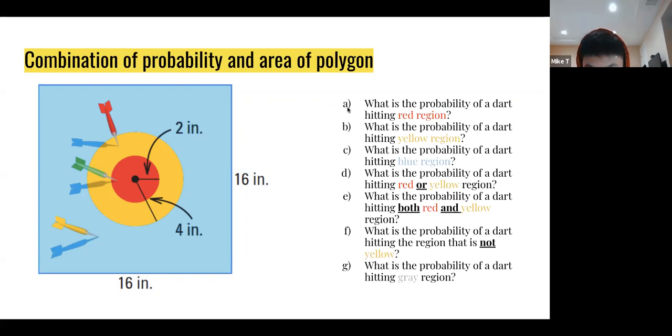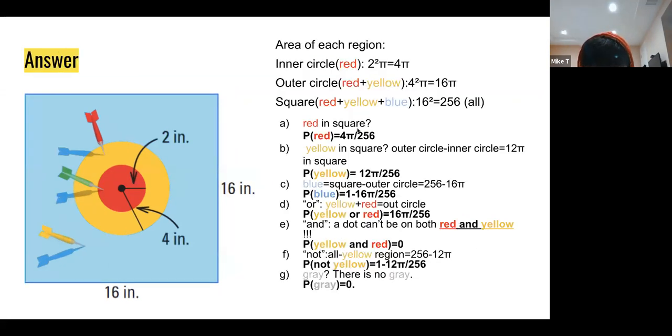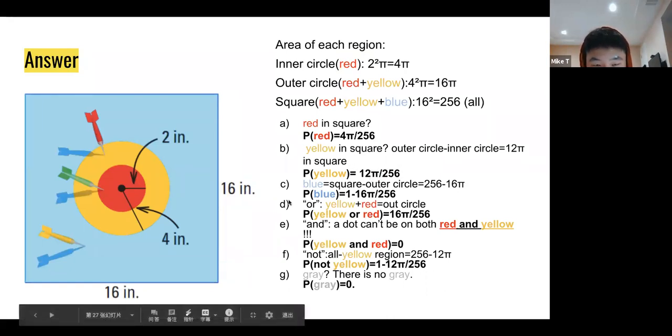And for part B, I think the answer is 12 pi over 256. So for part F, the answer just is 1 minus that answer.